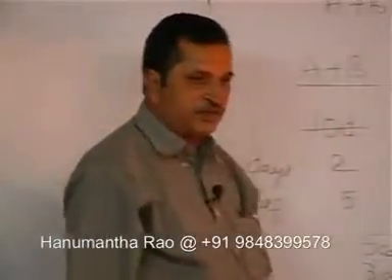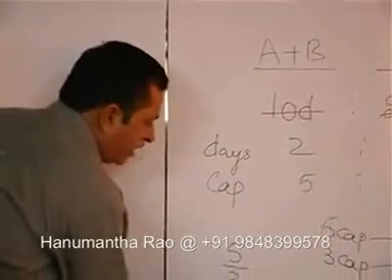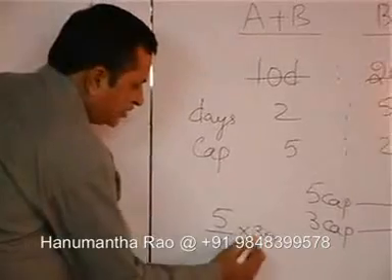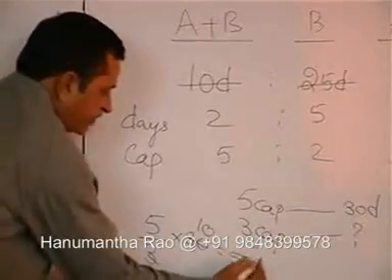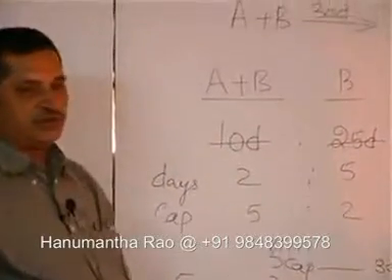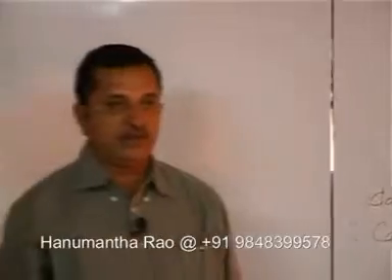Capacity is reduced means more number of days. More by less into 30. 5 by 3 into 30, so 5 into 10 is 50. So A alone can do the work in 50 days.